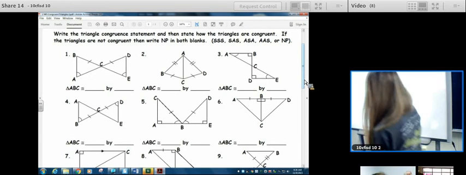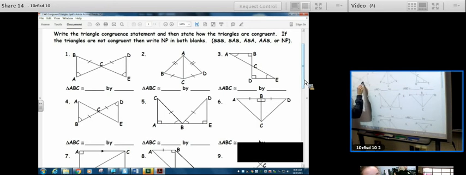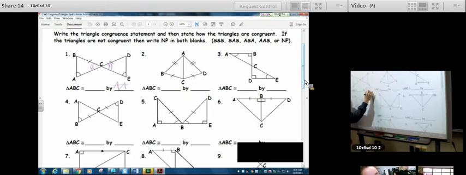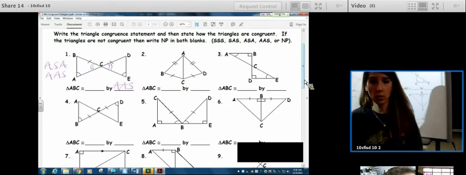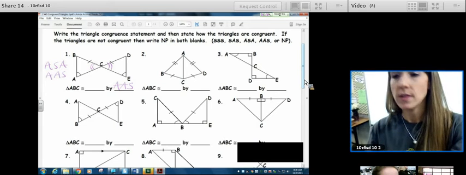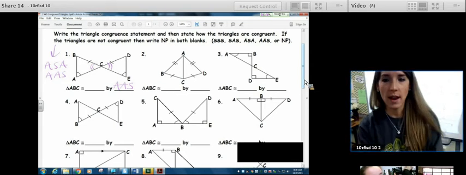So in this picture, we have vertical angles. So I'm going to add the arc marks right there because of the vertical angle theorem. And then I notice that this is angle, angle, side. Now, when you have 2 angles marked and one side marked, these are your 2 choices. It's either angle, side, angle, or it's angle, angle, side.